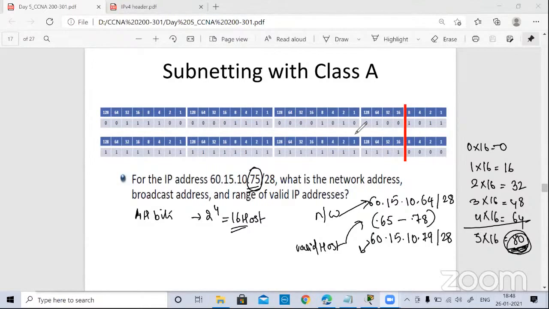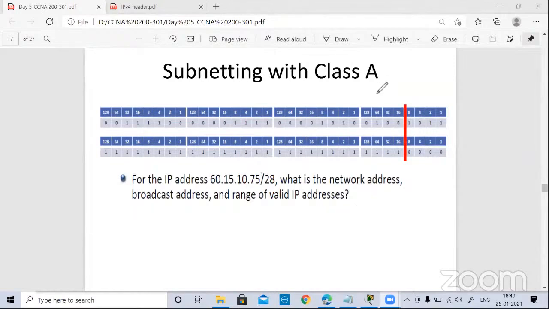Mayank, you're saying the broadcast address is .64. The broadcast address cannot be .64. Yeah, it is the network address. Okay, let's go ahead.